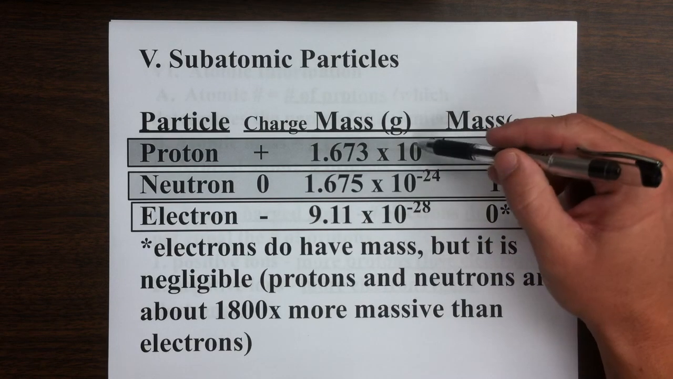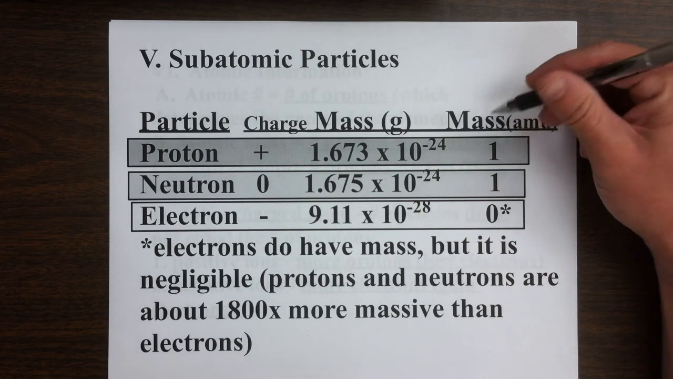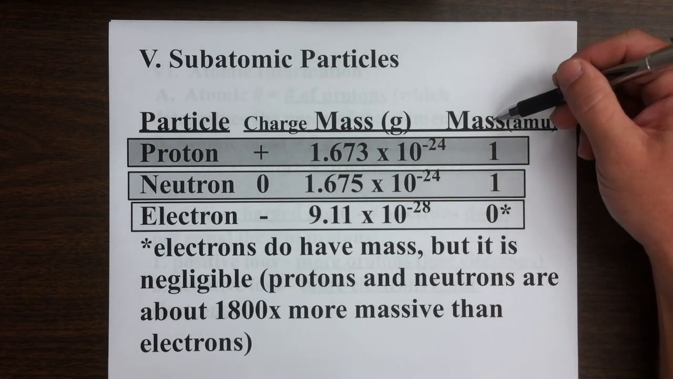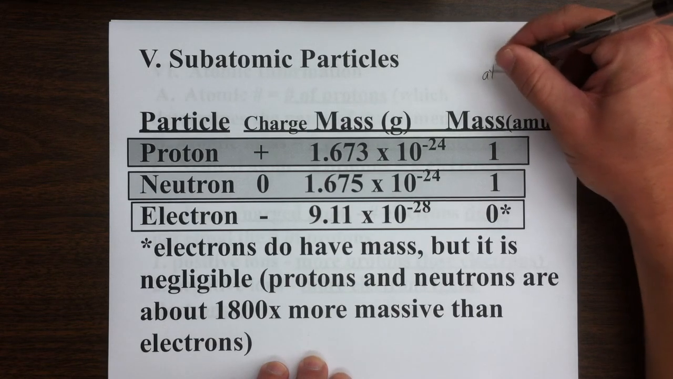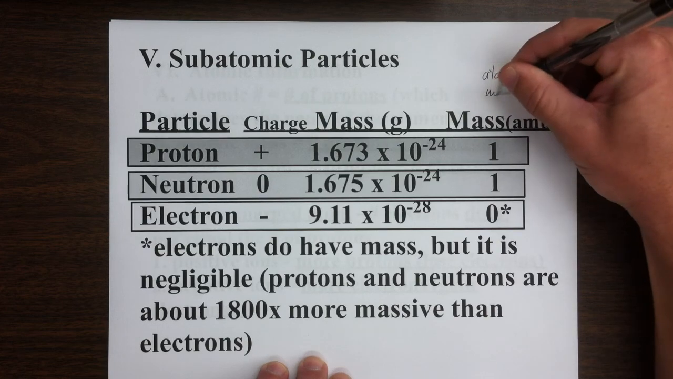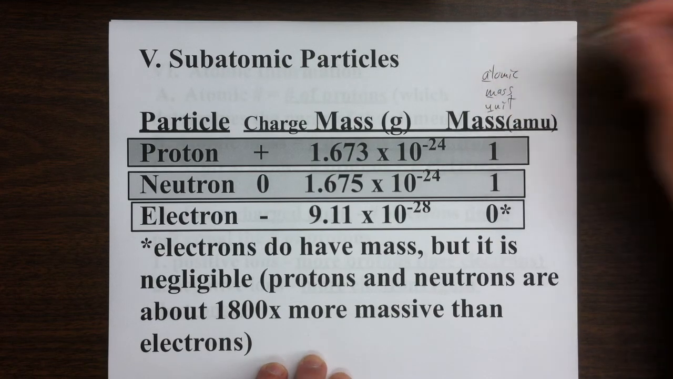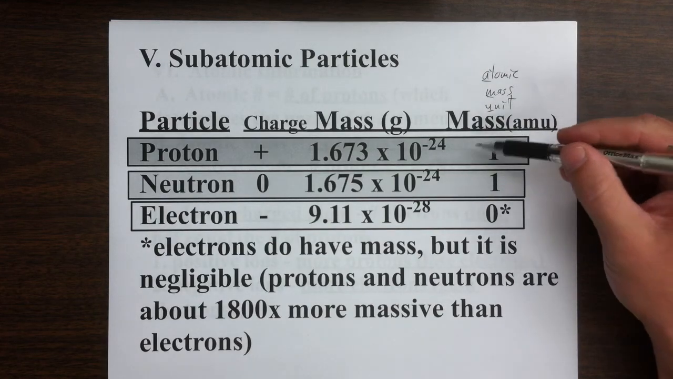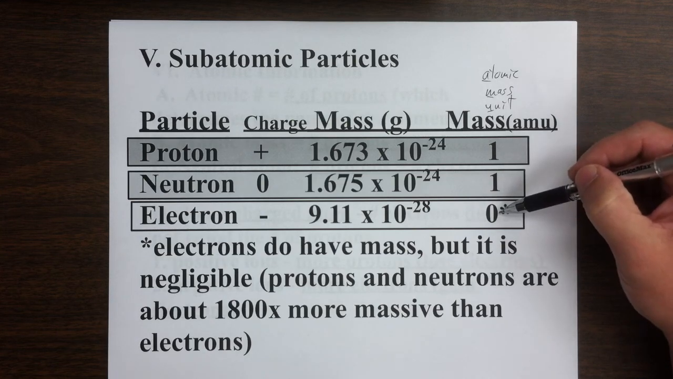So that we don't have to deal with these powers of 10, scientists have given the proton and the neutron a mass of 1 AMU, where AMU stands for atomic mass unit. So relatively, while a proton and a neutron have a mass of 1 AMU, the electron, since it's so much smaller, is essentially going to be 0.